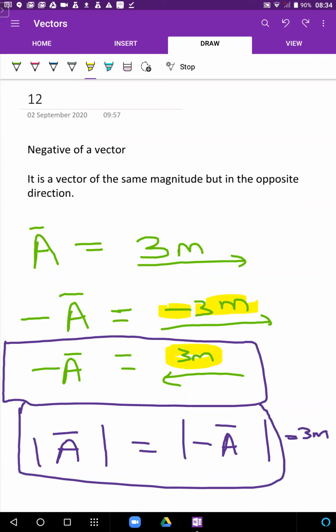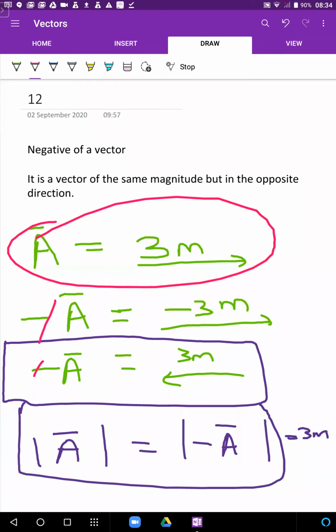Why would we remove it from A? Then there's a problem. How can you say that if you remove the minus sign here too, then you are saying A bar is 3 meters towards right, and you're also saying A bar is 3 meters towards left. That makes no sense, right?